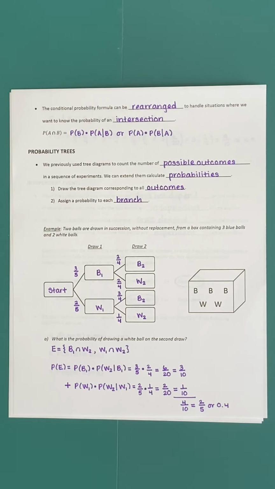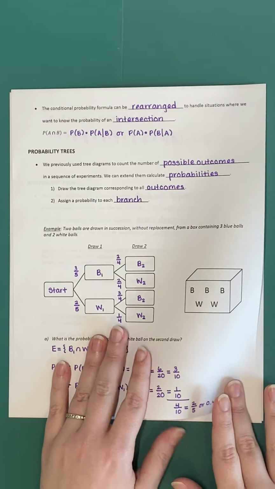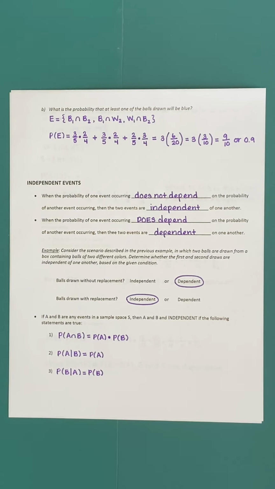So look for this kind of issue when one particular step in a process, if you're talking about a sequence of events, one particular event is then going to somehow impact the next event. We have a term for that phenomenon where one event impacts the other. We call that independence versus dependence. So when the probability of one event occurring does not depend on the probability of another event occurring, then the two events are said to be independent of one another. One occurring doesn't make the other event either more likely or less likely. It doesn't change anything, so they're independent.